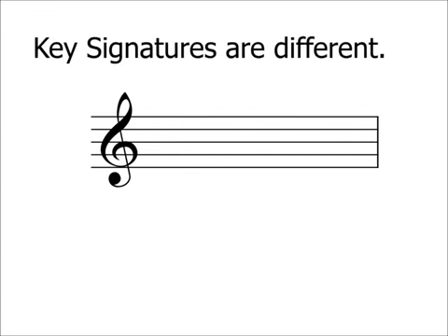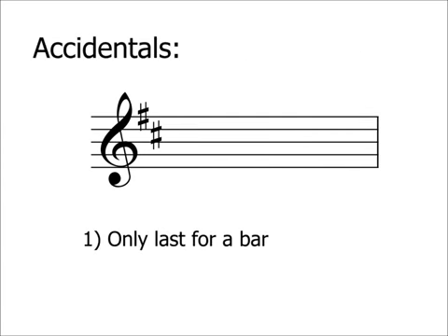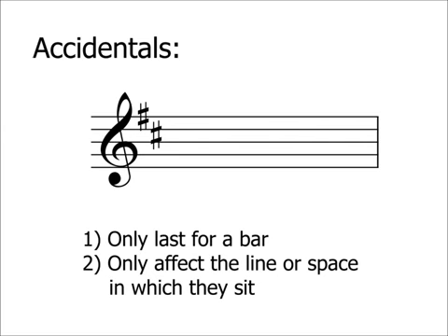Key signatures are different to accidentals. A key signature like this ensures that all of the Fs and Cs in the piece are played as F sharps and C sharps. This is F sharp, so is this, and so is this. Accidentals, however, only last for a bar and only affect the line or space in which they sit.